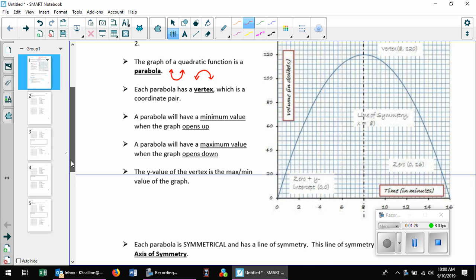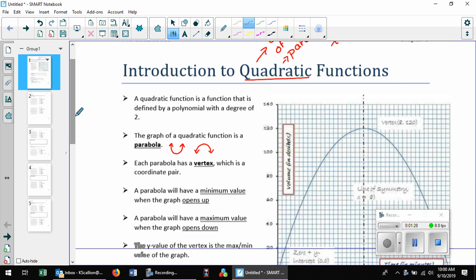Each parabola has a vertex. So the vertex is what I call a turning point. It's like you're going up, up, up, up, up. You hit the vertex, and now you're going down, down, down, down. Okay? So I call that the turning point, the vertex. And it's always listed as a coordinate pair. You guys know in coordinate pairs that x comes first, y comes second, right?